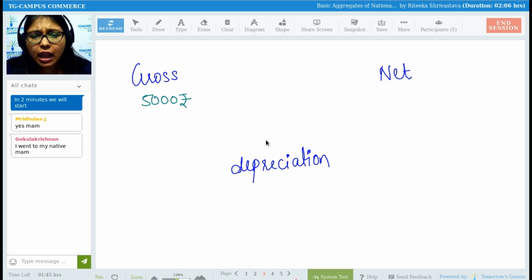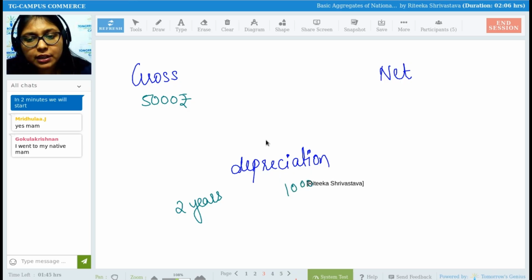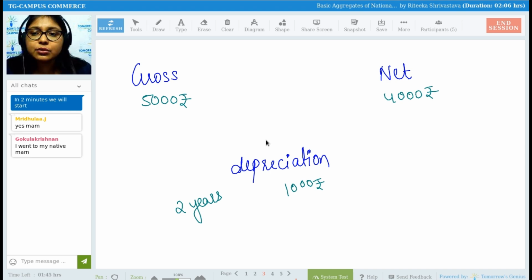Now, I have used this mobile phone for 2 years, and after 2 years, I feel that I want to sell it off. Since it's a mobile phone, I know its value is going to get depreciated day by day. So when I went to sell this mobile phone, suppose 1,000 rupees gets depreciated and I get 4,000 rupees. So with this, what did I understand?